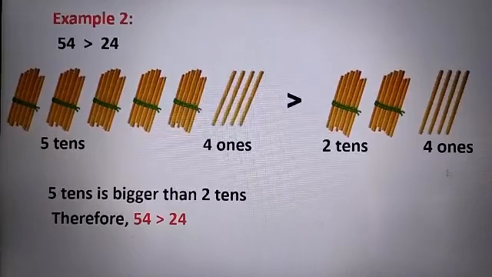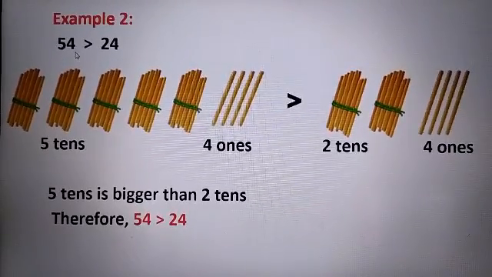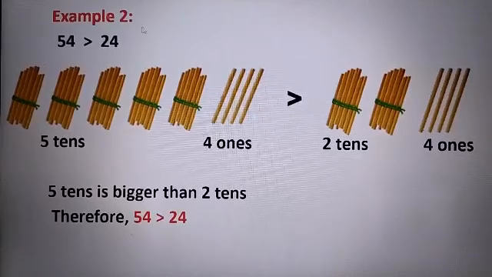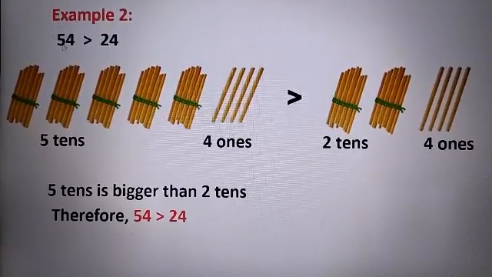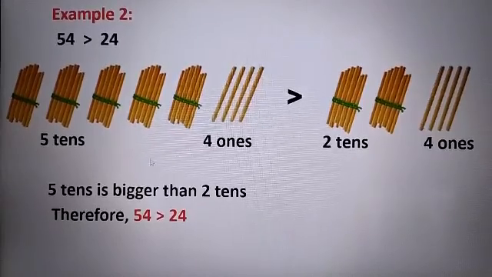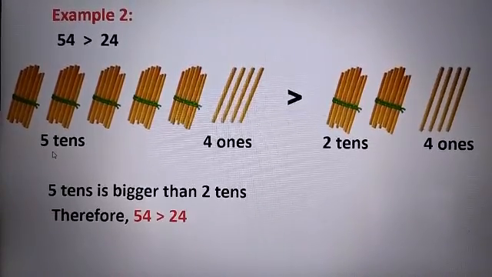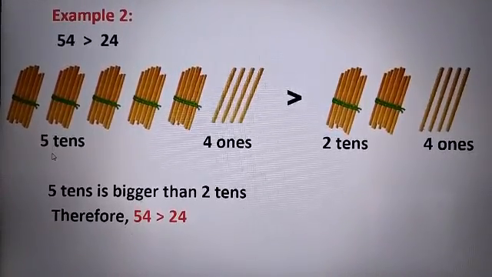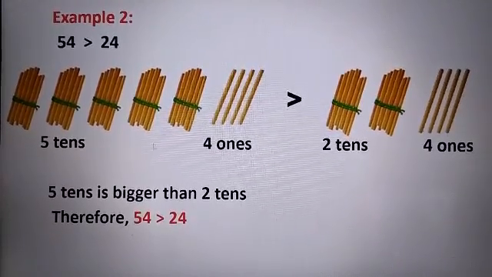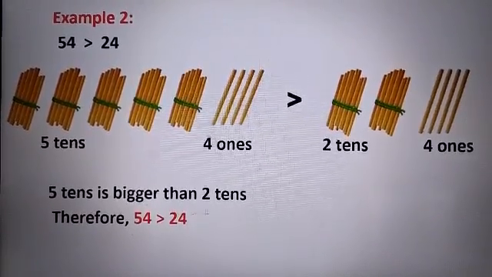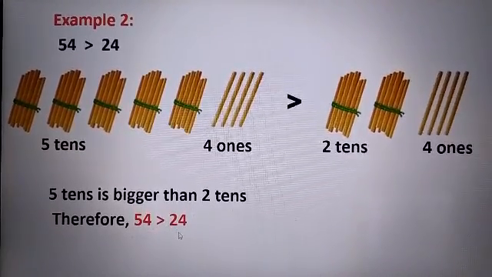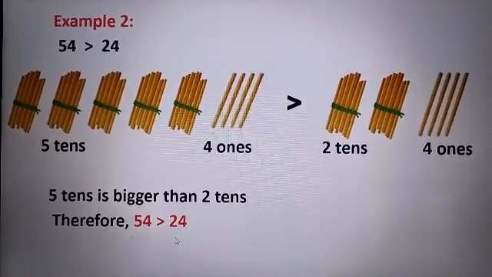4 ones. So, when we have the digits on both the sides with the same number, that is 2-digit number here, also 2-digit number, what we are going to compare with? The digit on the tens place. So, here we have 5 tens. And on this side we have 2 tens. So, 5 tens is bigger than 2 tens. Therefore, 54 is greater than 24.